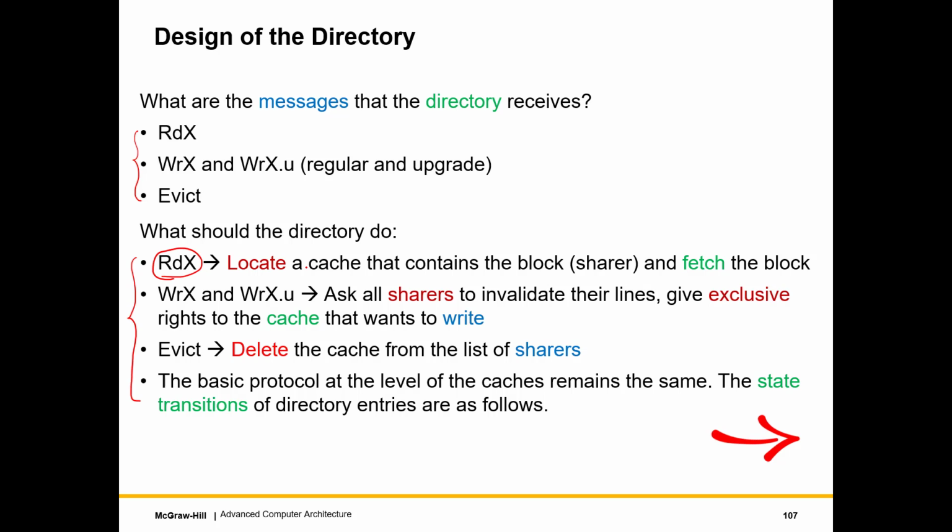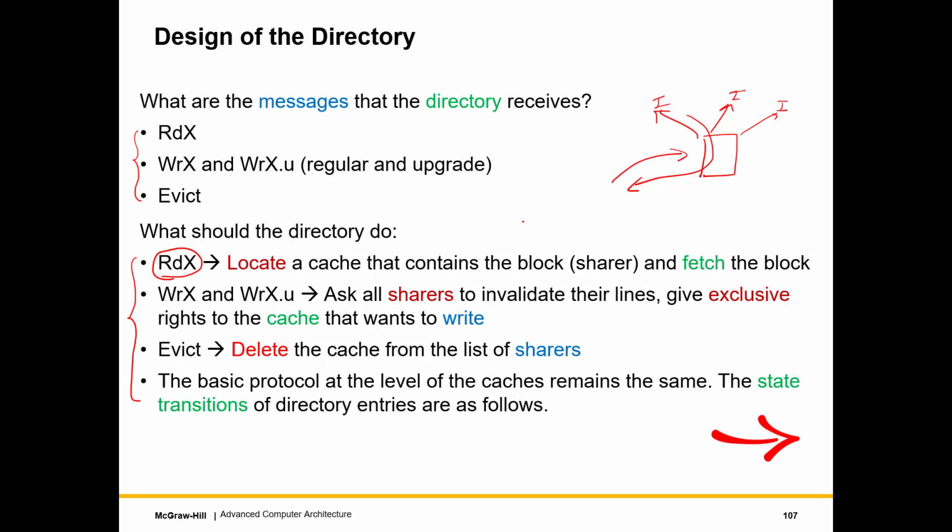When it receives a read miss message, it locates a sister cache that contains the block, that is a sharer, and it fetches the block from it, or it asks that cache to transfer. For a write miss message, it asks all sharers to invalidate their lines, and then you need to give exclusive rights to the cache that wants to write. So let's say I want to write, I send the directory a write miss message, it sends a message to all the sharers to invalidate their copies, and it also requests a copy from one of the sharers, and this copy is transferred to the requesting cache.